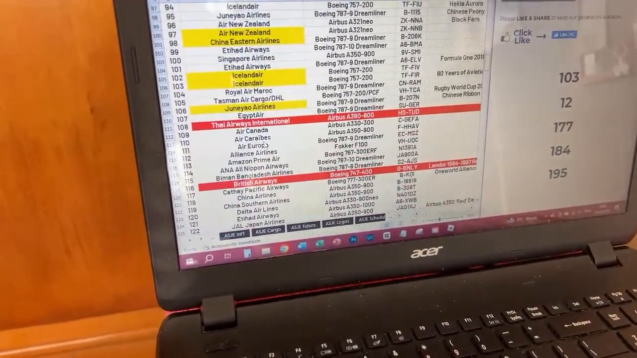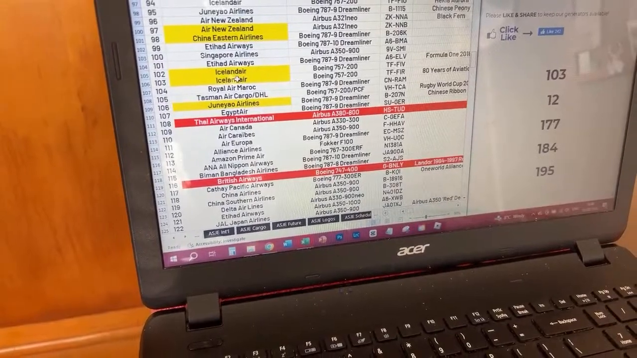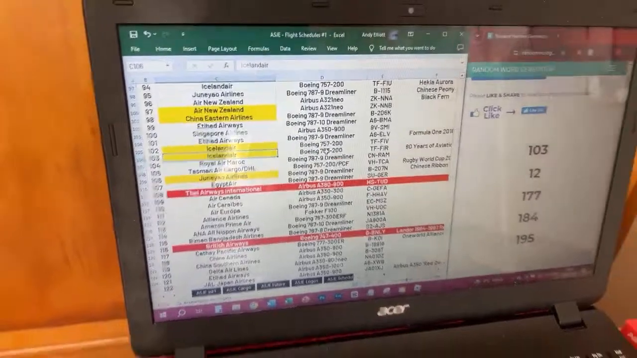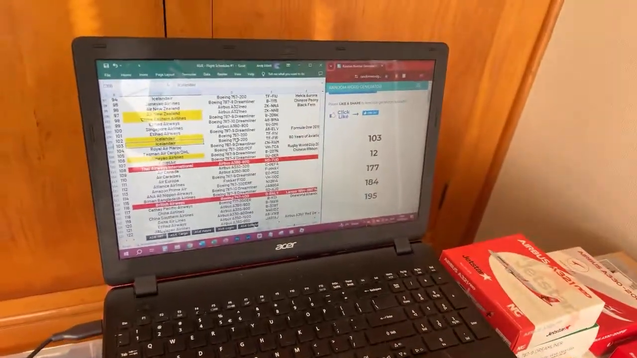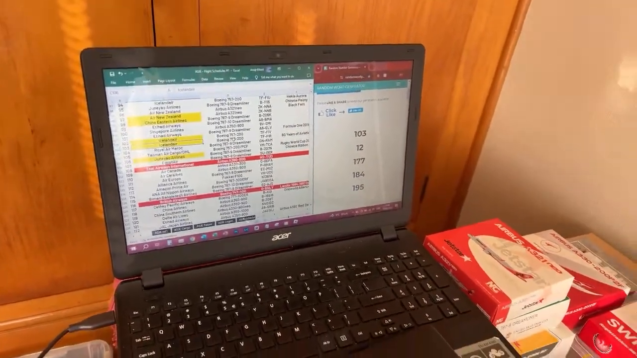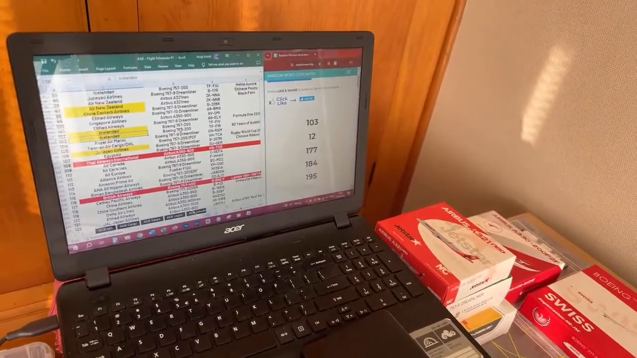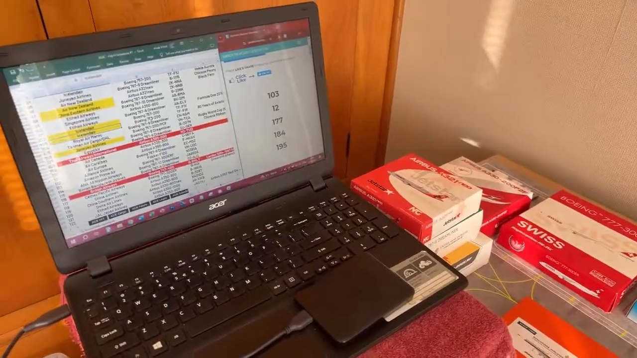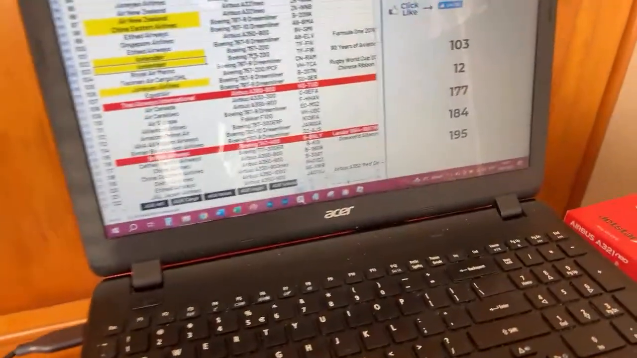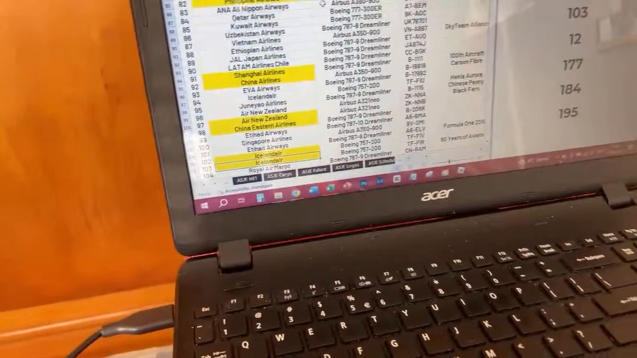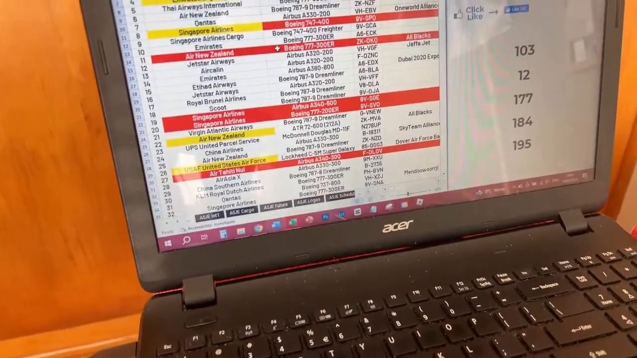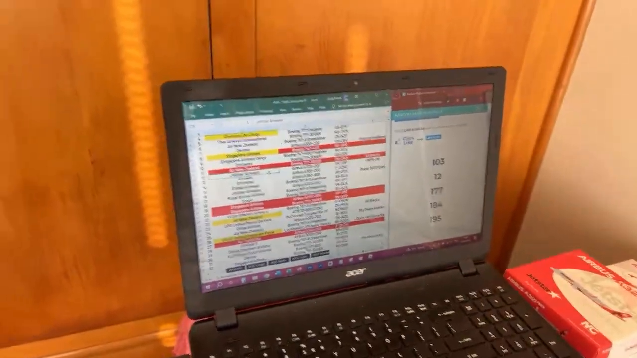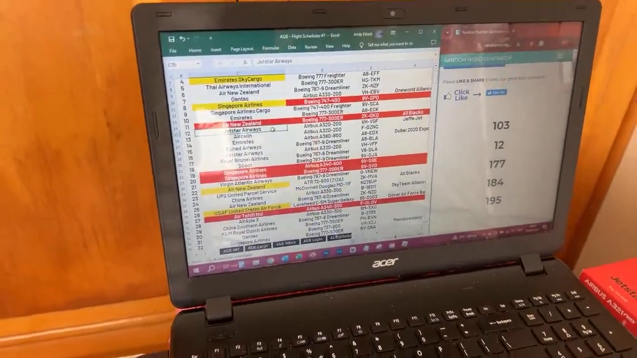103 is the first one. Iceland Air 757. Was that in my most recent airport update? I'm pretty sure it was. I'll have to see about that. Number 12. Let's have a look and see what that was. Jetstar. Okay. No, don't worry about the Iceland Air. This one will be it.